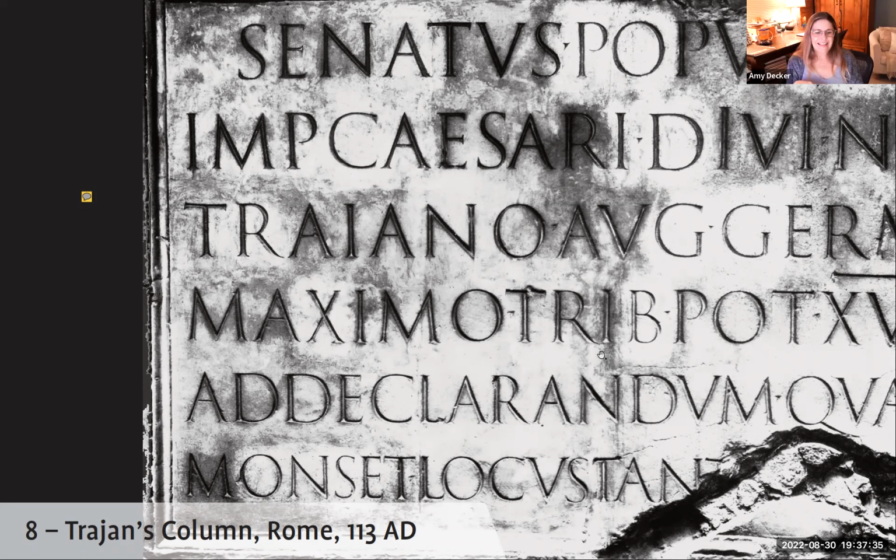And this is a tight view of what we call Trajan's column. And it's one of the most preserved, oldest examples of the Roman majuscules carved in stone.